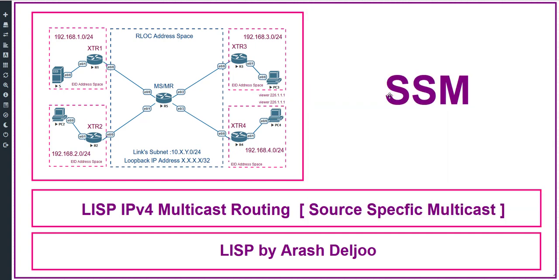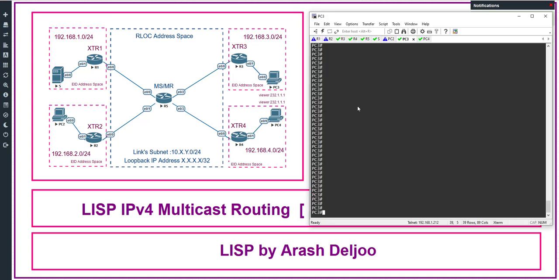Look here, because we are using SSM and we are using the ip pim ssm default command, let me change this IP address to 232.1.1.1. You know that for SSM we are using 232.0.0.0/8. Because of that, let me use this IP address. Now we can use the ip igmp join-group command in PC3 and PC4 for joining these two PCs to, for example, a specific group with a specific source.